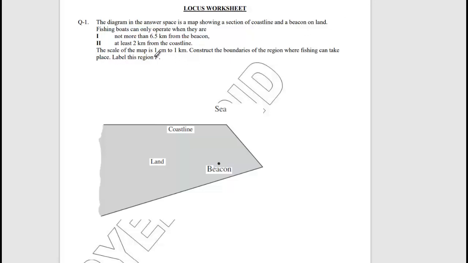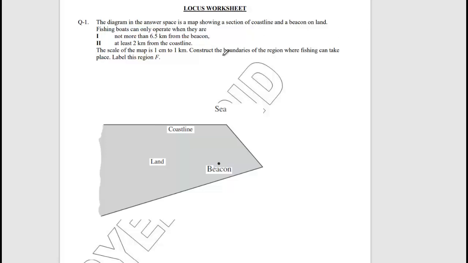Scale is 1 centimeter to 1 kilometer. So 6.5 kilometers is equal to 6.5 centimeters. Fishing can take place only when they are not more than 6.5 centimeters from the beacon. 6.5 centimeters from the beacon is a point. So 6.5 centimeters from one point, it is a circle. First we have to draw a circle.